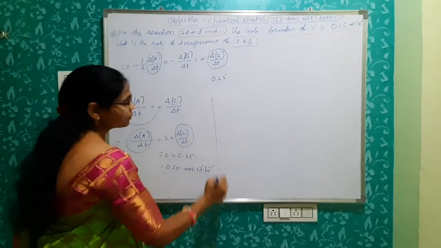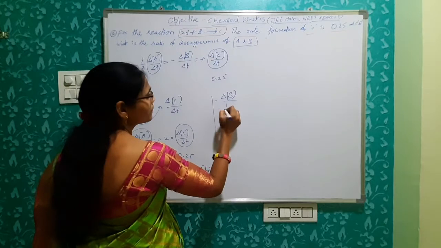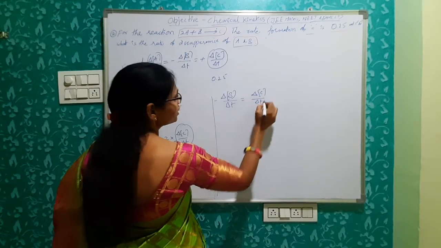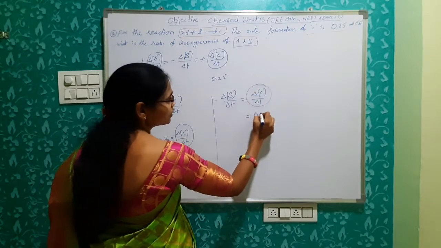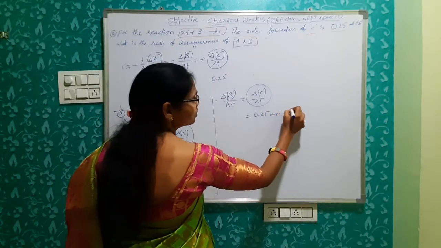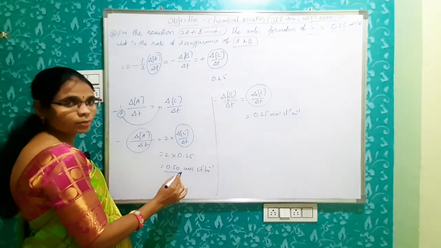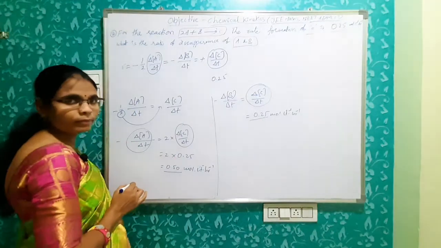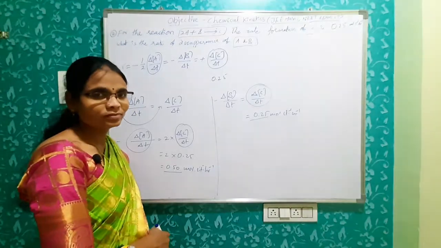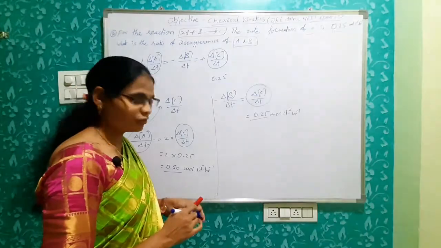Now next, the rate of disappearance of B. That is exactly equal to the rate of appearance of C, no? So here the value is 0.25 moles per liter per hour. So the rate of disappearance of A is 0.5, and the rate of disappearance of B is 0.25 moles per liter per hour. That is the answer. See how simple. Okay, next, go for the third problem.